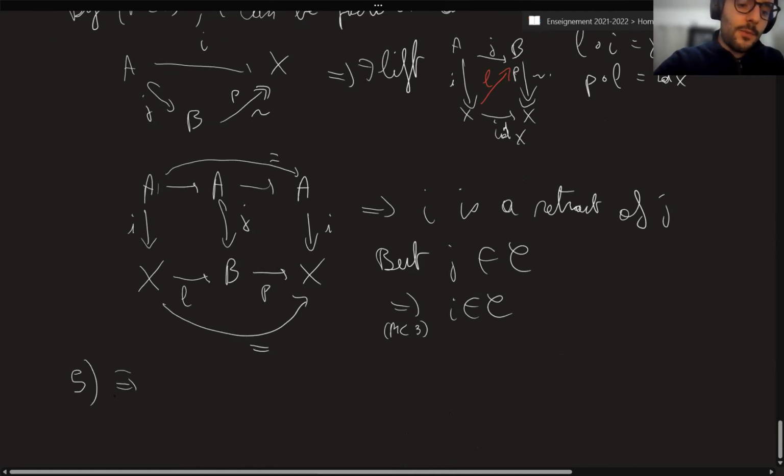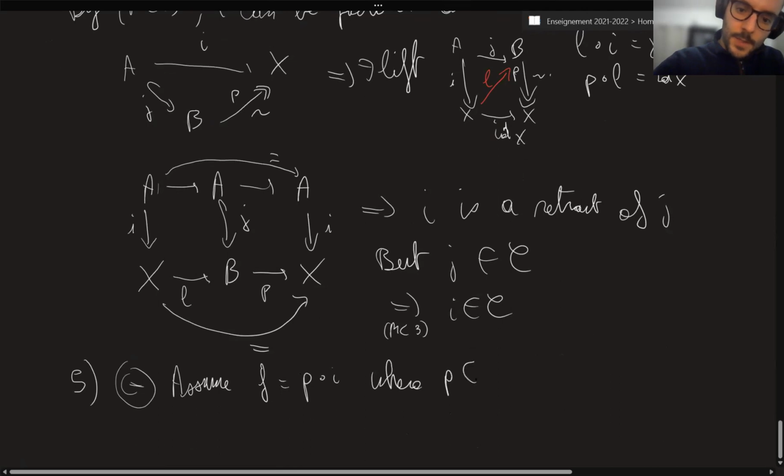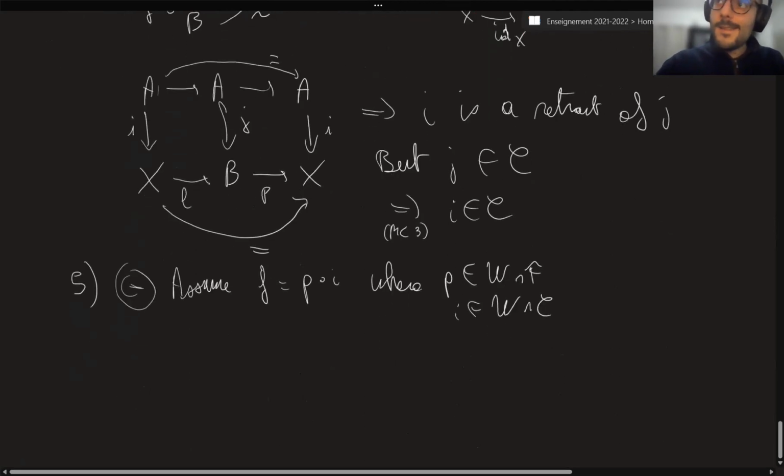So we have 2 implications to prove. So the easier one is this one. Assume F is P circle I, where P is in W intersect F, I is in W intersect C. Okay.